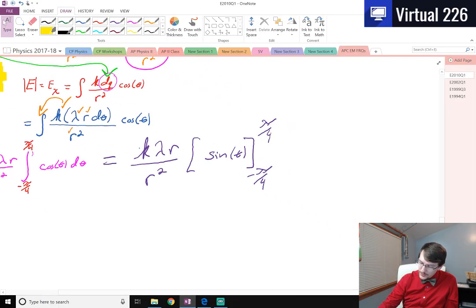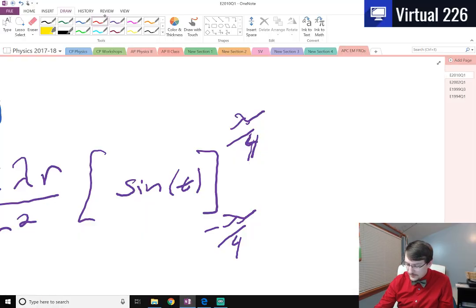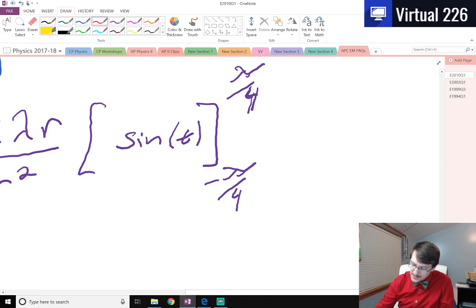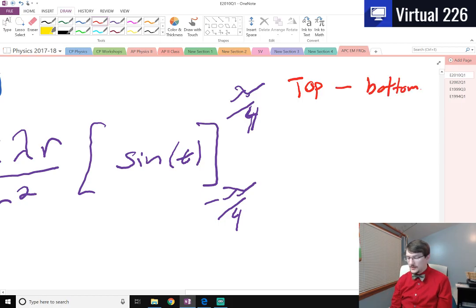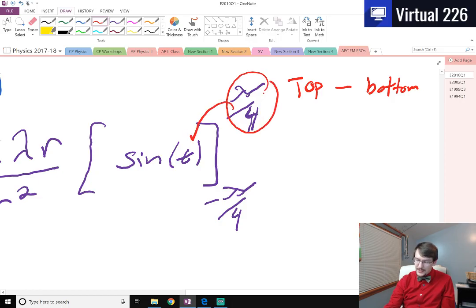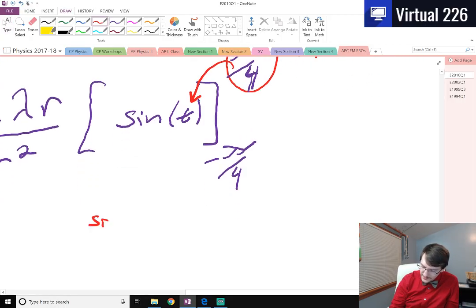What this pi over 4 and this negative pi over 4 represent is, like I said, our bounds. But what we have to do here, and the way they traditionally teach it in math, is basically the top minus the bottom. So you take your top value, in our case pi over 4, and we'll sub it in to the sine of theta. So we're going to get the sine of pi over 4.